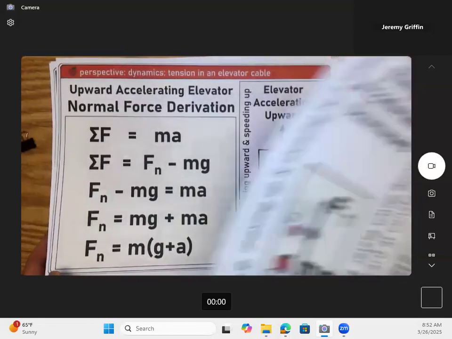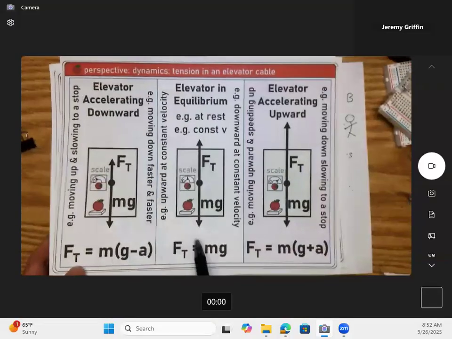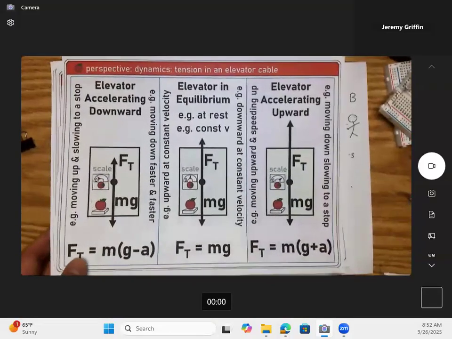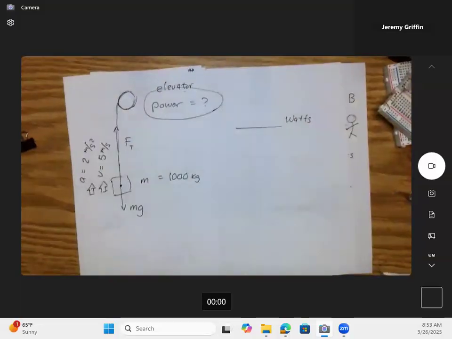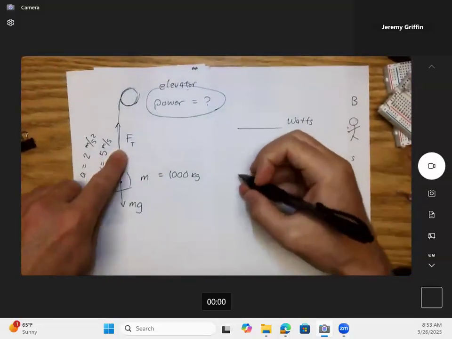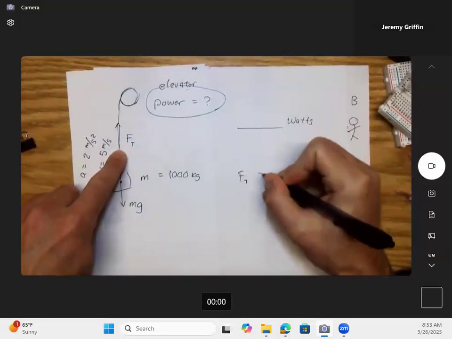Okay? So here's the elevator accelerating down, not accelerating, or accelerating up. Okay, so let's go ahead and plug this in. So I know that this tension force and this cable.